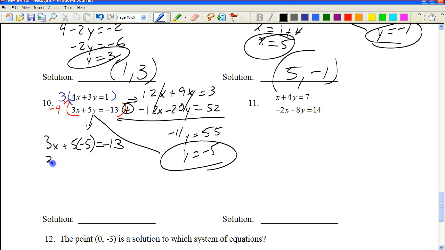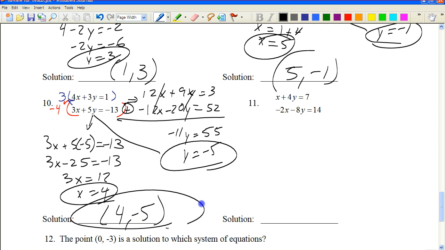And we're going to solve it now. 3x minus 25 equals negative 13. Add 25 to both sides, and we get 12, and we get x is 4. So we get our solution is (4, negative 5). Woohoo! Alright guys, this one's not really set up for anything, but elimination is going to be the easiest.